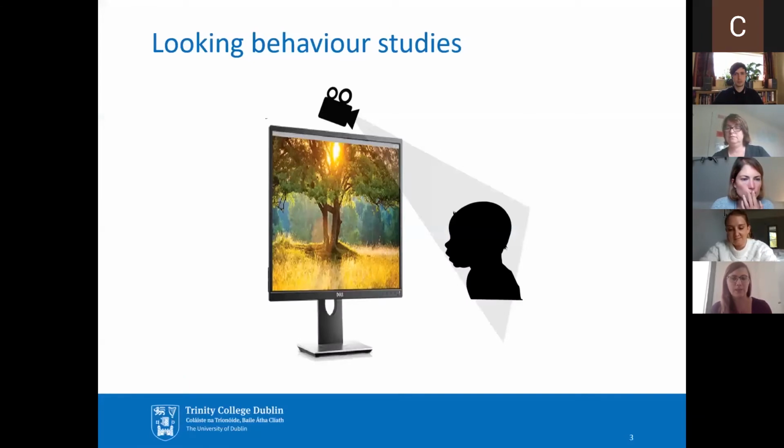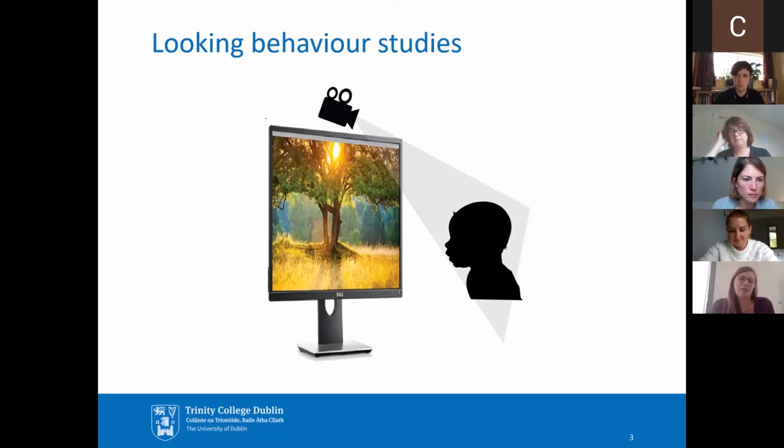And my slides aren't working. There we go. So there are several ways in which you could study infants online. And in this presentation, I will focus on the asynchronous looking behavior acquisition. So that actually means that we will be recording infants' looking behavior via a webcam while they're looking at stimuli displayed on their home computer.